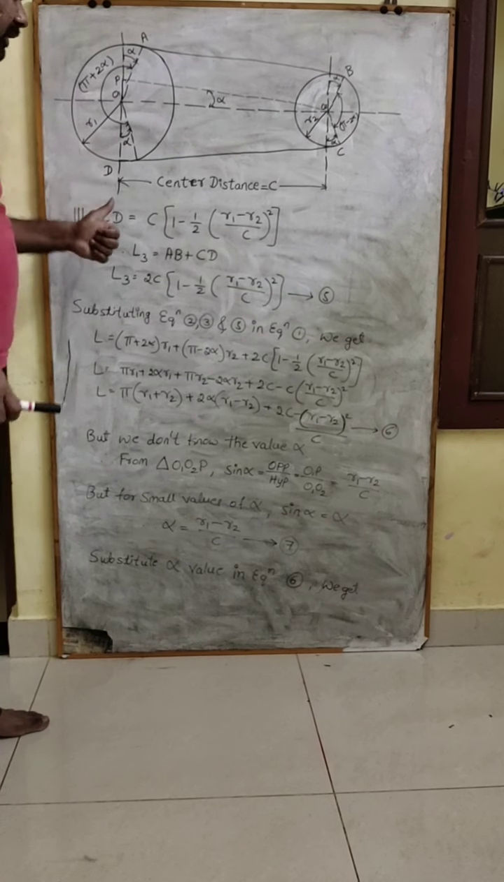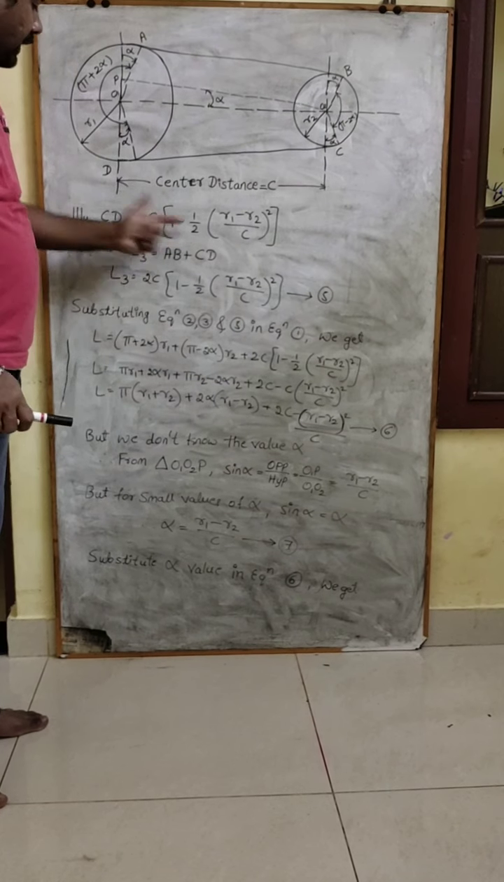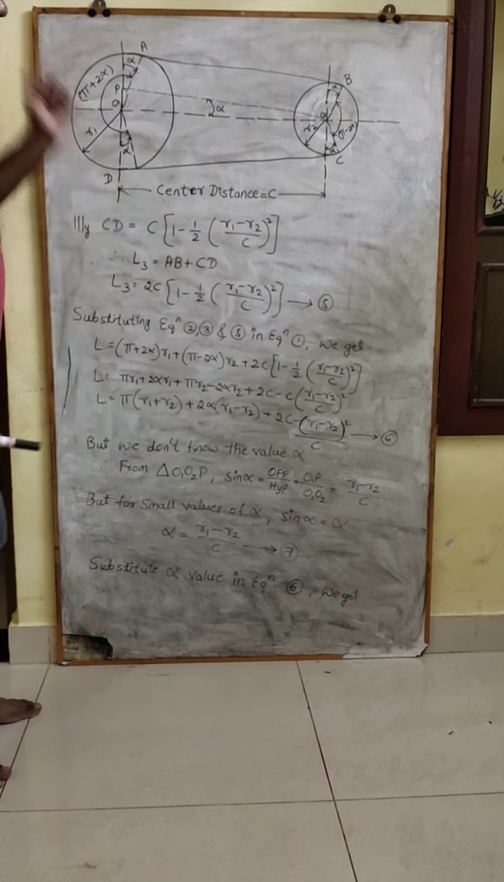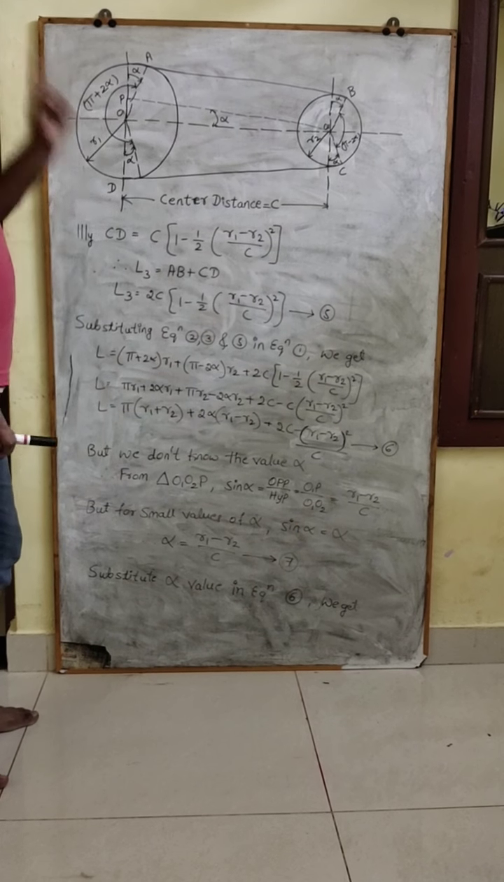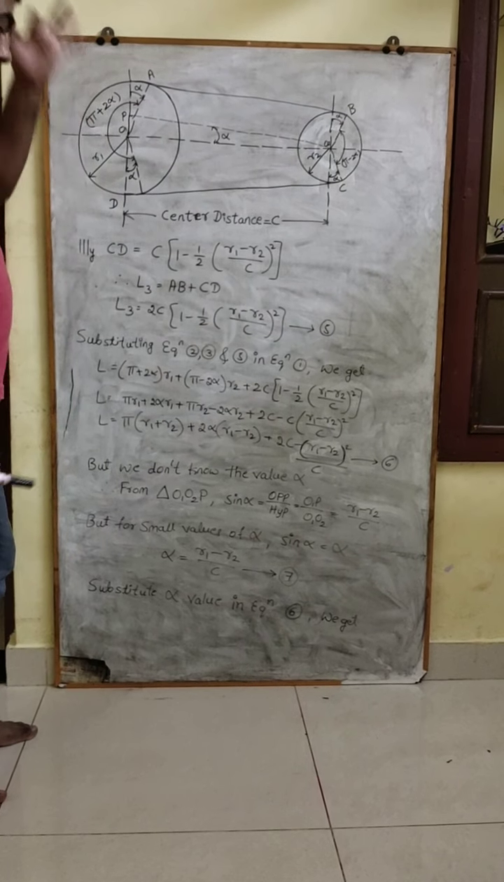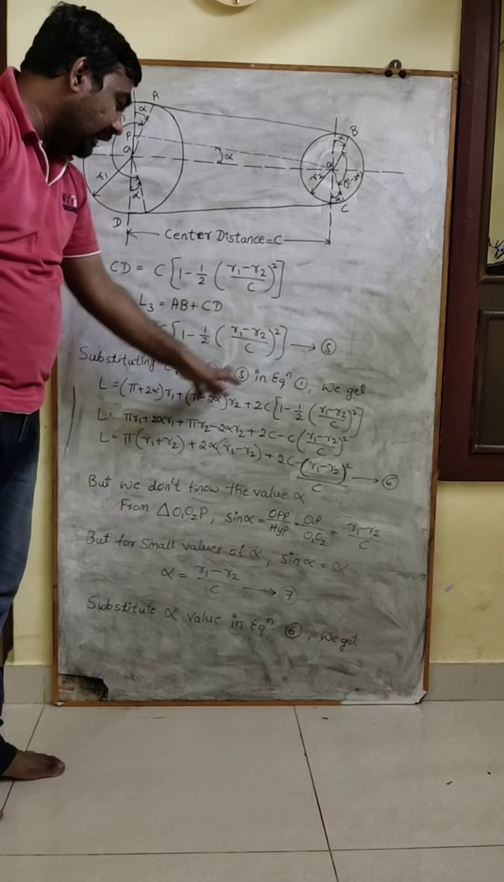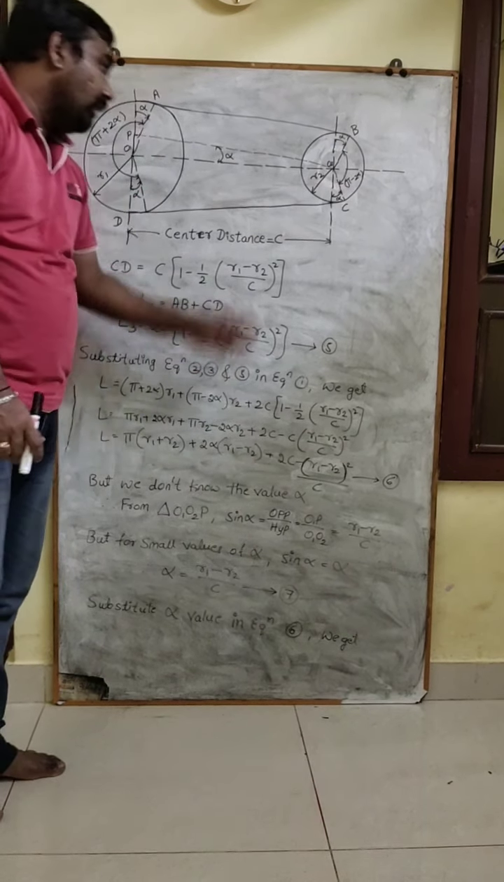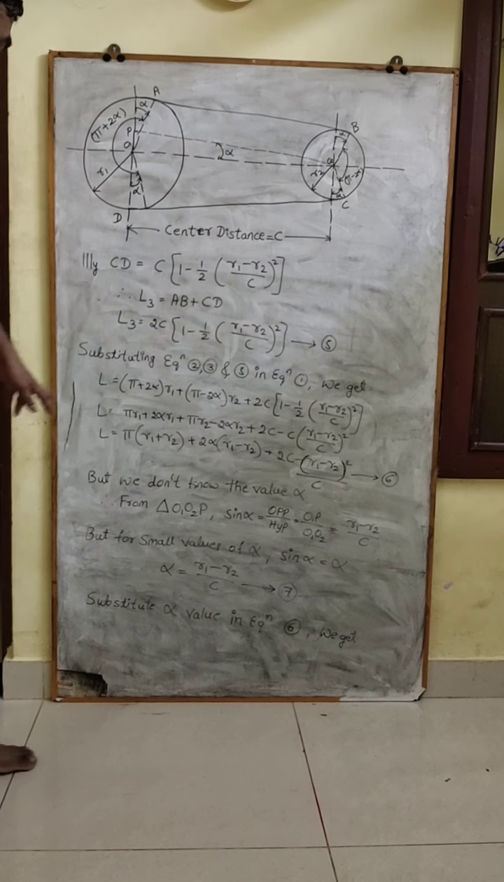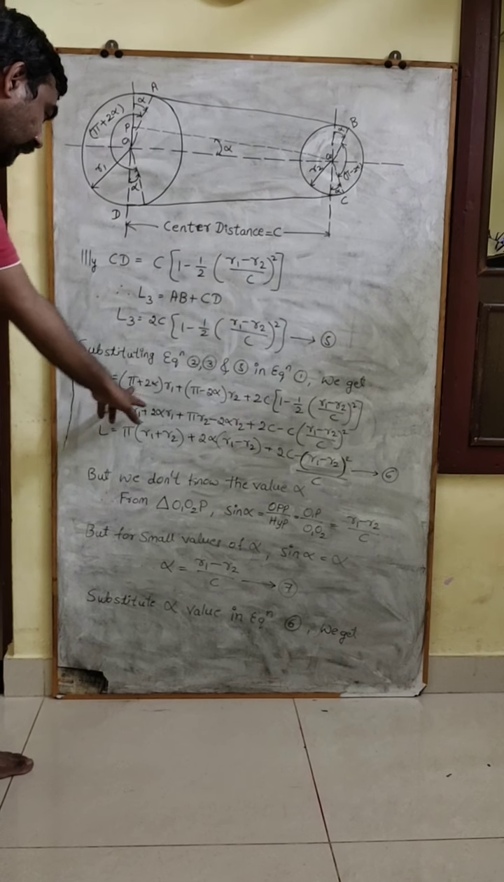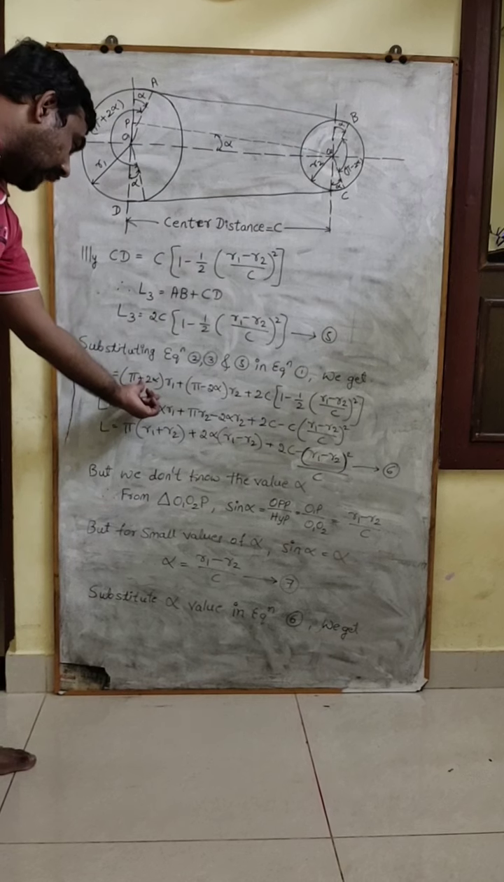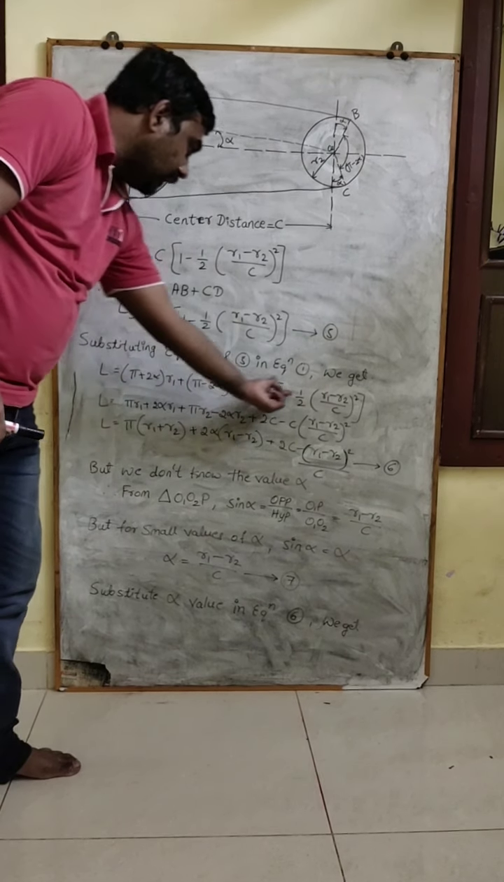We have got L1, L2 and L3. The sum of L1, L2, L3 is equal to the total length of the belt, which was already treated as equation number 1. So substituting equations number 2, 3 and 5 in equation number 1, we will get the equation for capital L, that is the total length. L equals (pi plus 2 alpha) into R1, this is L1, this is L2, this is L3.